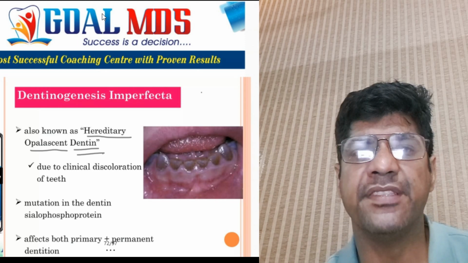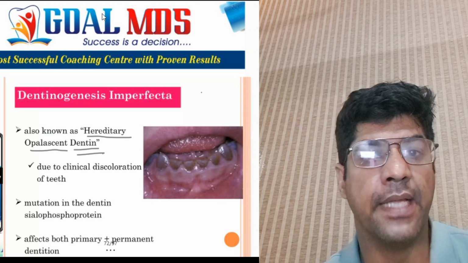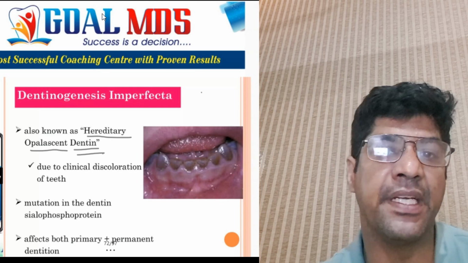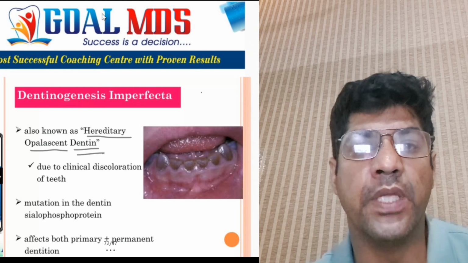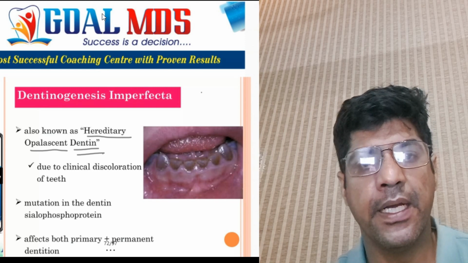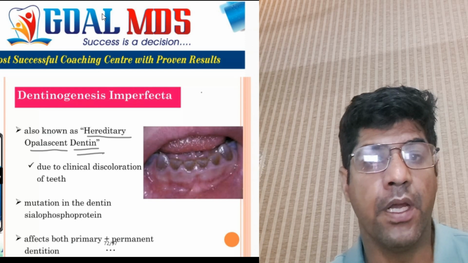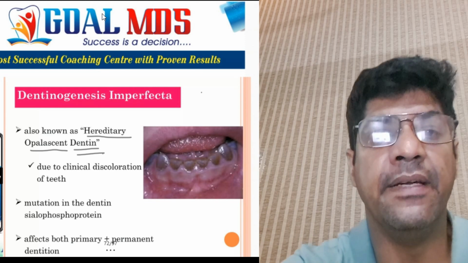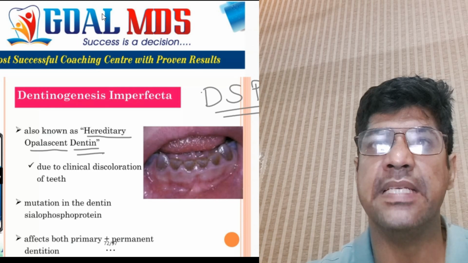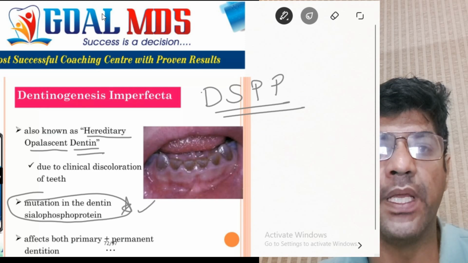Dentinogenesis imperfecta can be inherited in an autosomal dominant pattern. That means that if one parent carries the gene mutation, there is a 50% chance of passing it to their children. So, number one, it is a hereditary disorder that affects the tooth dentine. Third, very important, it occurs due to mutation in the DSPP gene. Which gene is responsible? The DSPP gene, or due to mutation in the dentine sialophosphoprotein.